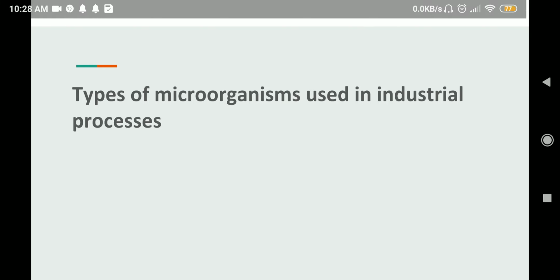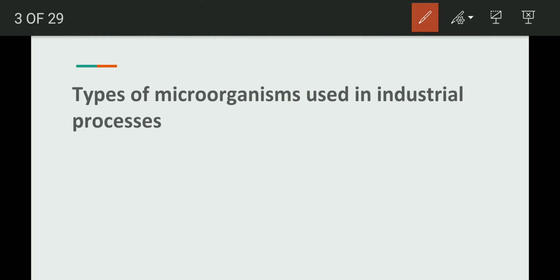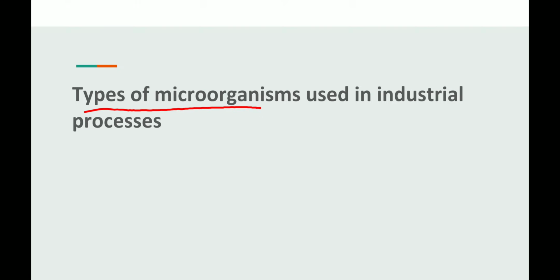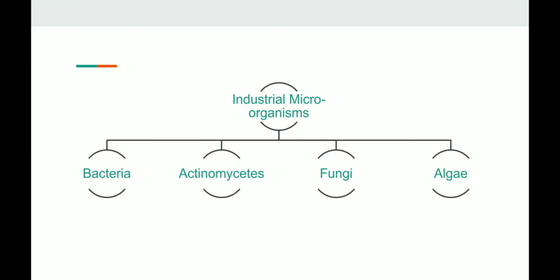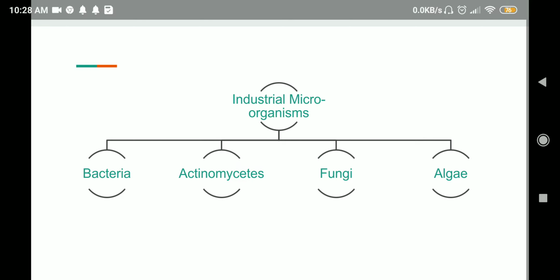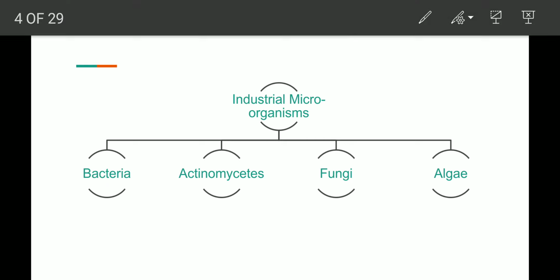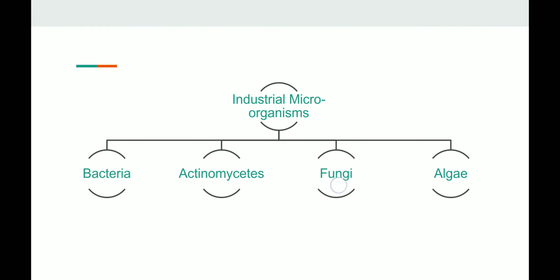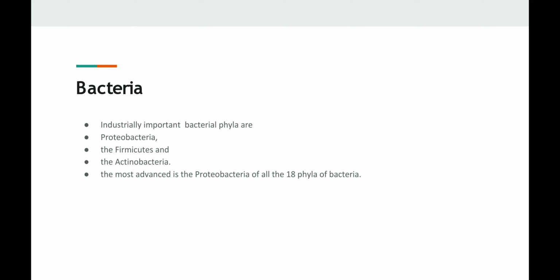So we will start with the first topic of unit 1, that is types of microorganisms that are used in industrial processes. What type of microorganisms will be used in industry? So they are bacteria, actinomycetes, fungi and algae. So we are going to study them one by one. We will start with bacteria.